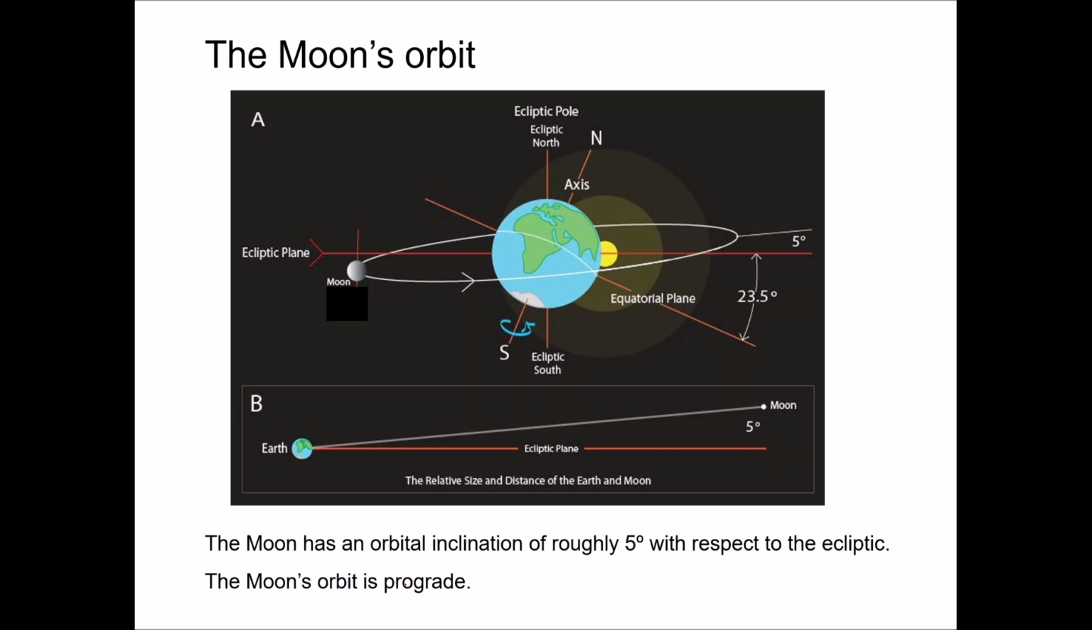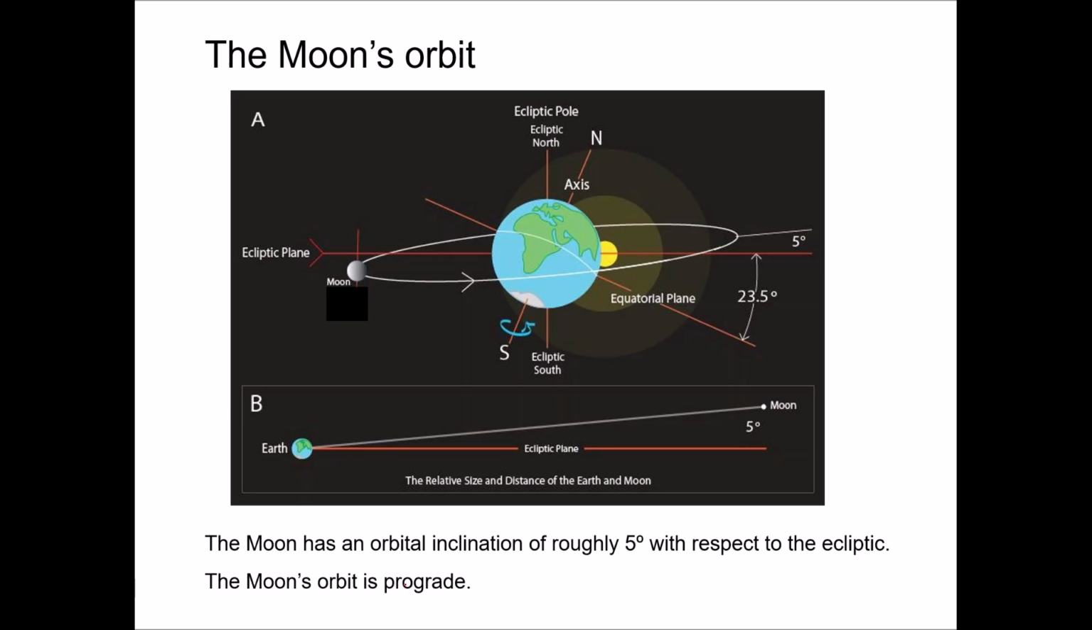So this picture here is a space-based picture of the Earth and the moon's orbit. They're showing the ecliptic here, which is a horizontal line, and you can see the sun in the back there. Earth has an axial tilt of 23.5 degrees with respect to what we call the ecliptic pole.